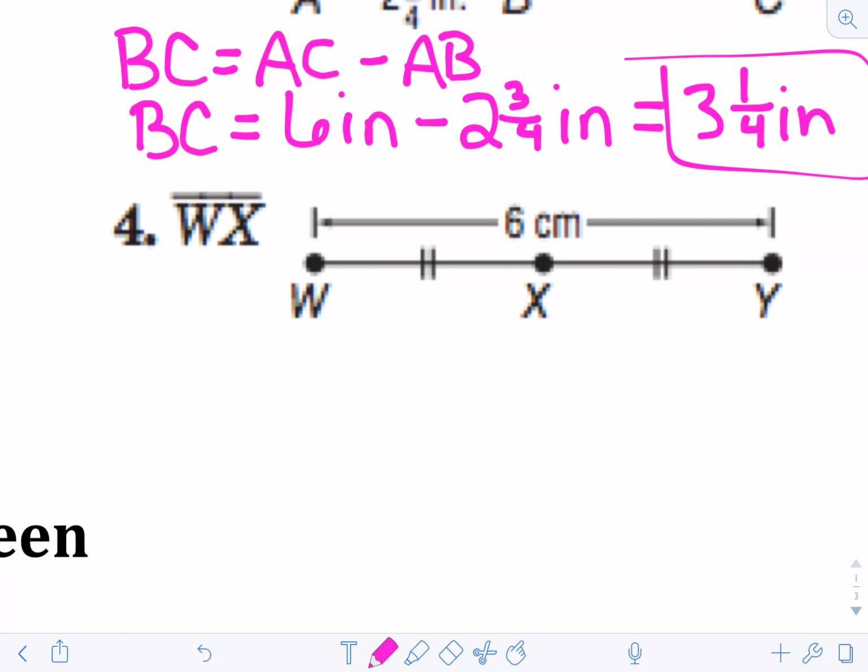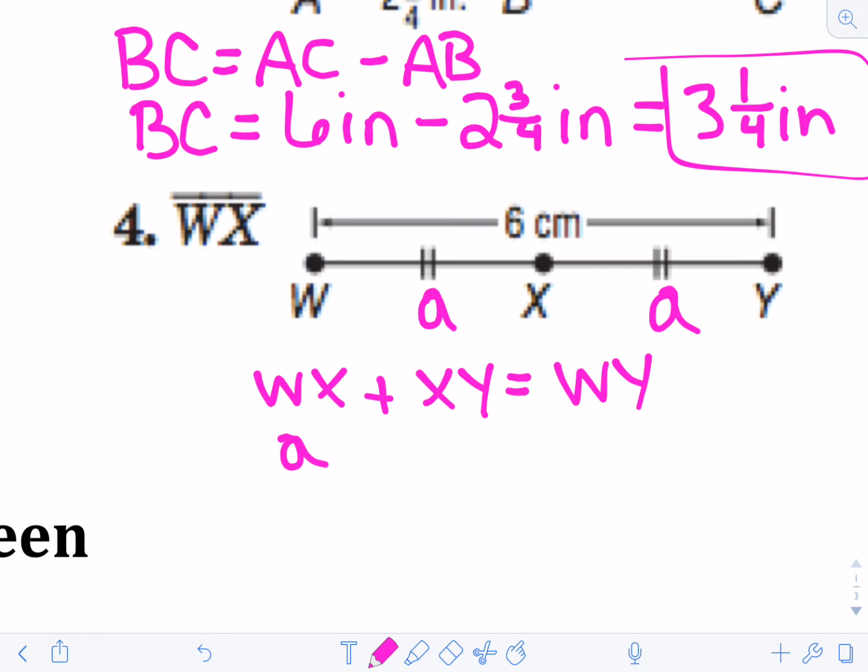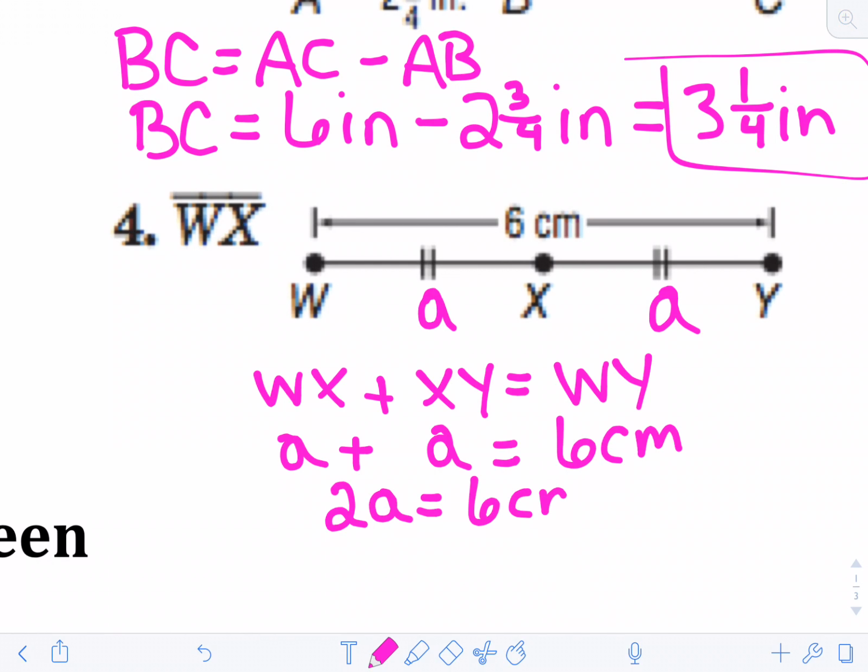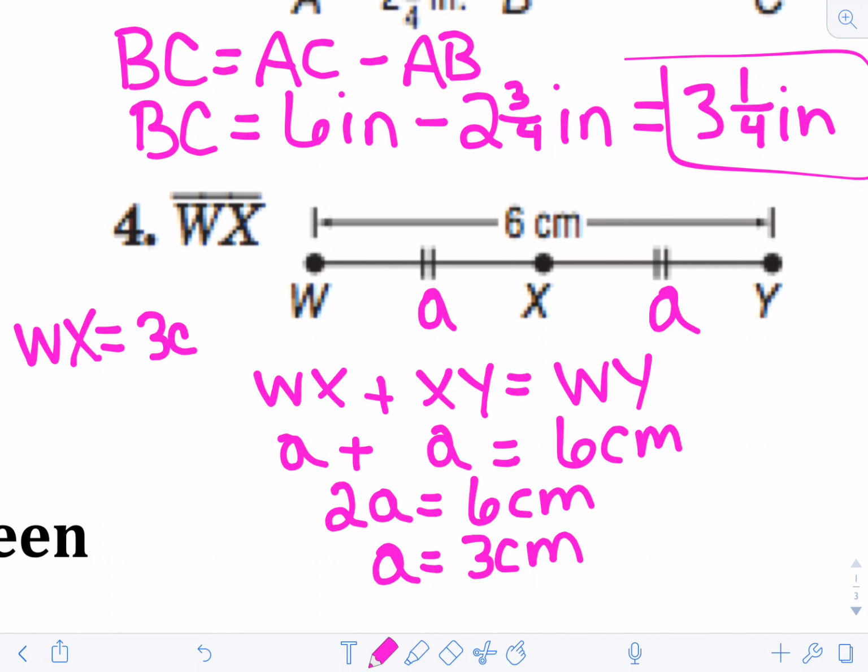Alright, well since they already have the letters W, X, and Y, I'm going to use the variable A to represent these two congruent pieces. So WX represents A and then XY represents A. Now I can do my part plus part equals whole because I know that WX plus XY is equal to WY. So I know A plus A is going to equal 6 centimeters. Well, A plus A is 2A is equal to 6 centimeters. So A will just be equal to 3 centimeters. Now, that's not your answer because I didn't ask what A was equal to. I asked what is WX equal to. So WX is equal to 3 centimeters.